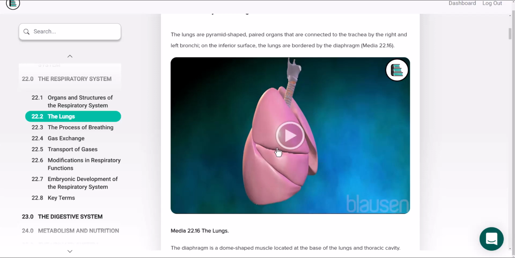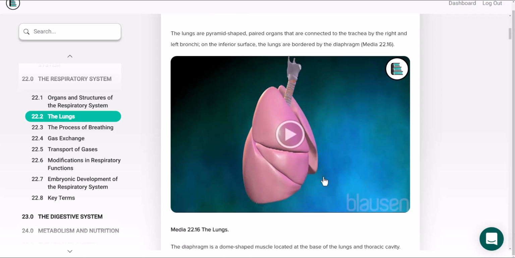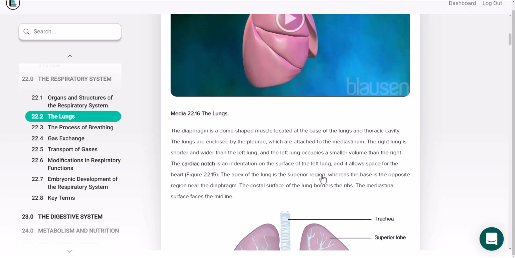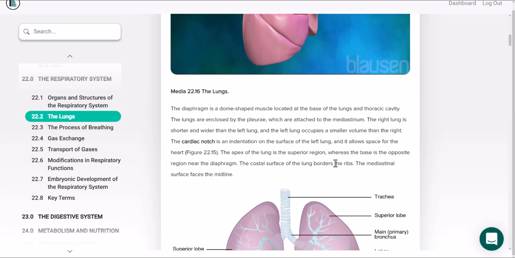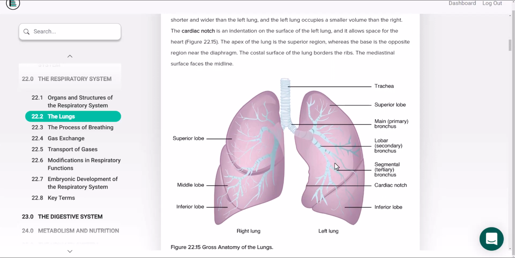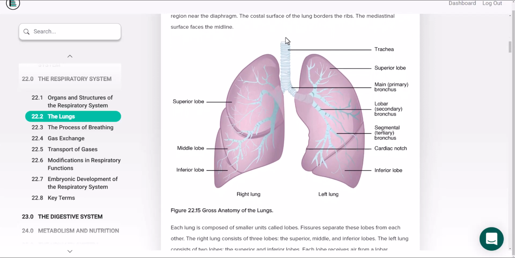You have the fissures. Remember, from the nervous system, a fissure is a very deep groove. So we have 2 fissures on the right side, and on the left side, if we could see it, we would only see 1 fissure separating. The left side has the cardiac notch. That is the indentation for the lungs. We can see that here a little bit more clearly. So let's just review a couple things.